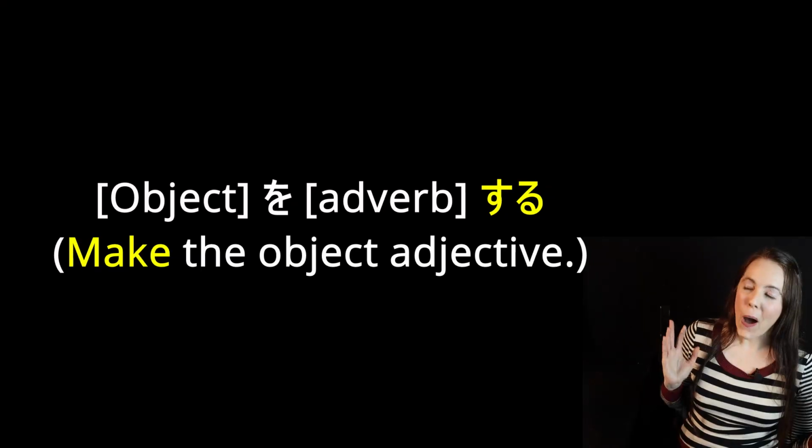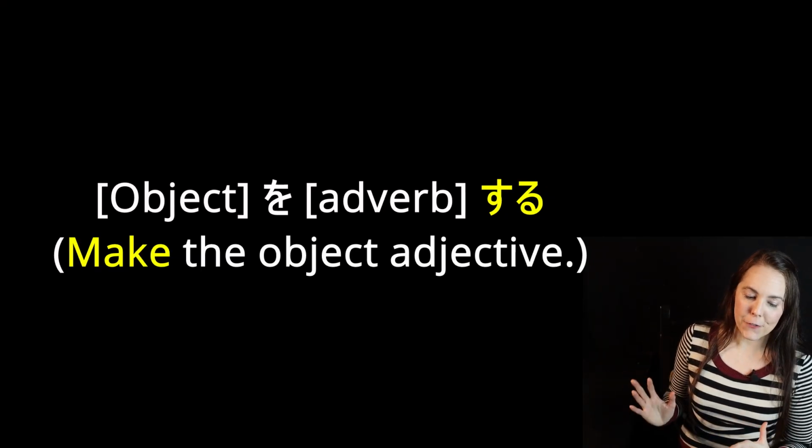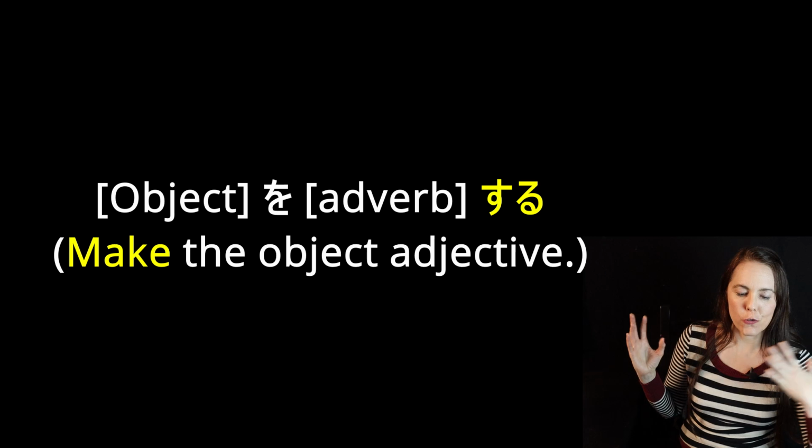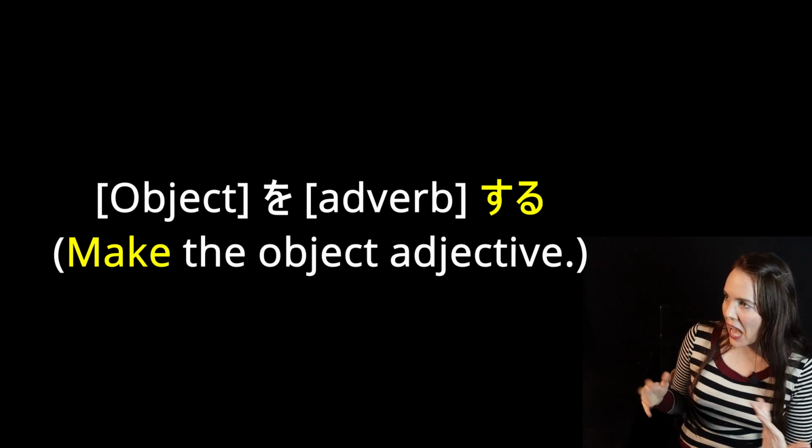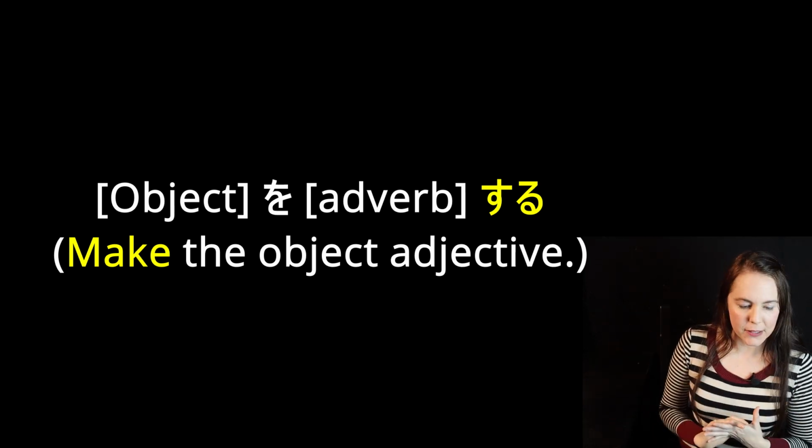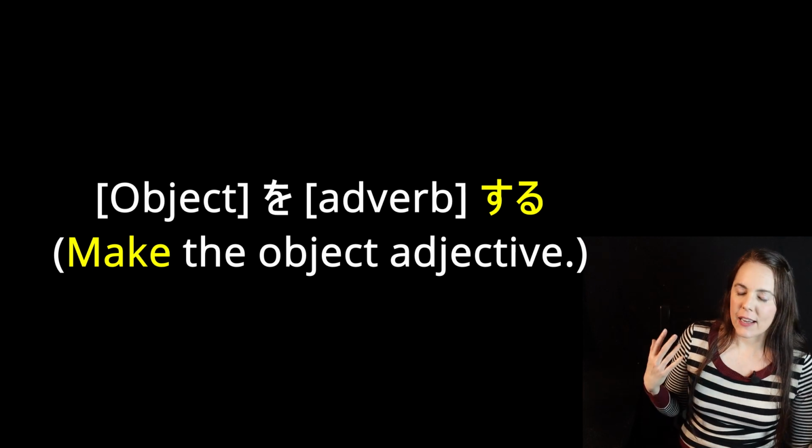So if you want to make an entire phrase or a sentence, or if you want to specify the thing that is being adjectived, here's the formula. Object wo adverb suru. So to make the object adjective or adverb, basically. So here is a sentence.